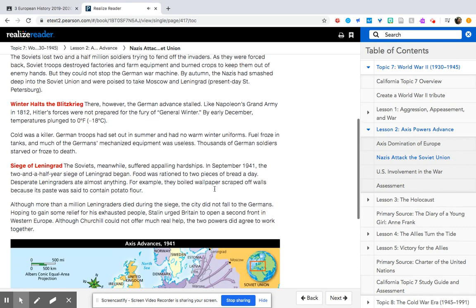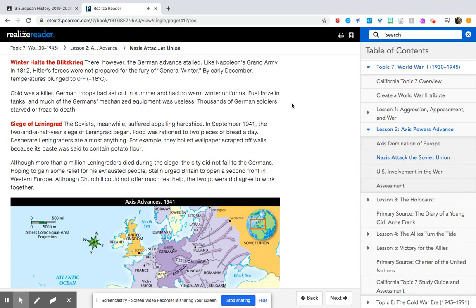Winter halts the blitzkrieg. There, however, the German advance stalled. Like Napoleon's Grand Army in 1812, Hitler's forces were not prepared for the fury of general winter. By early December, temperatures plunged to 0 degrees Fahrenheit, minus 18 degrees Celsius. Cold was a killer. German troops had set out in summer and had no warm winter uniforms. Fuel froze in tanks, and much of the Germans' mechanized equipment was useless. Thousands of German soldiers starved or froze to death.